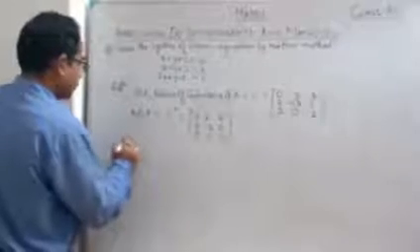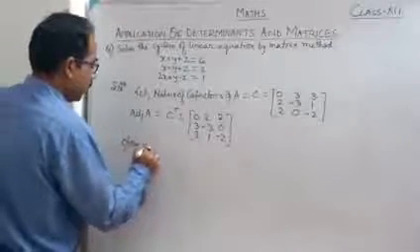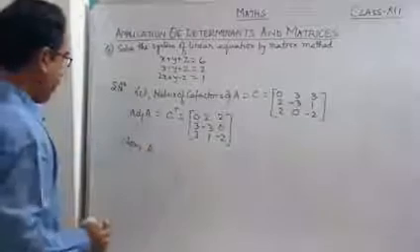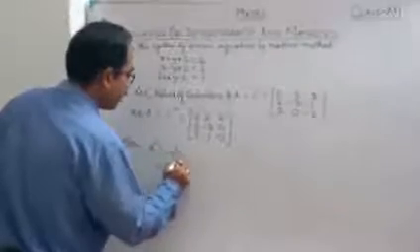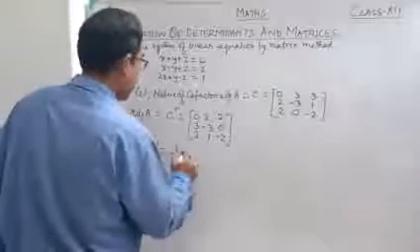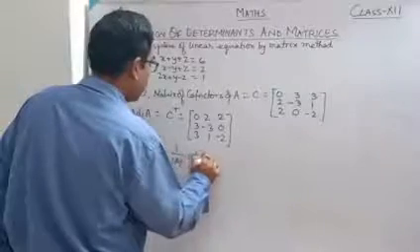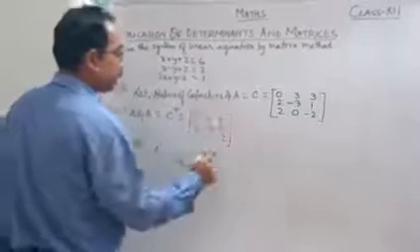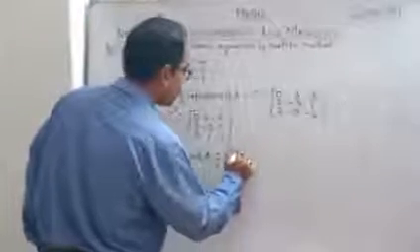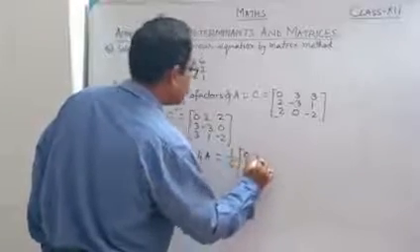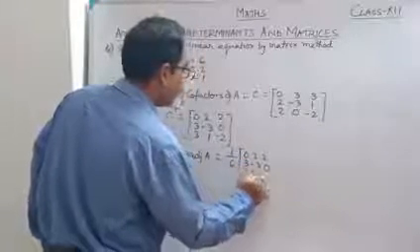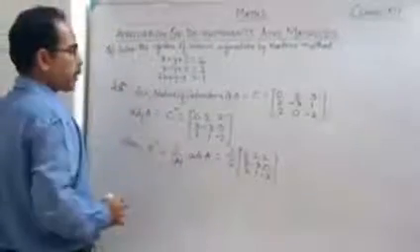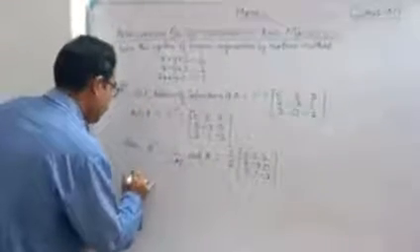Now A inverse equal to, what we know, 1 by mod A adjoint A. Mod A earlier we have got 6. So 1 by 6, and this one 0 2 2, 3 minus 3 0, 3 1 minus 2. Correct, students?